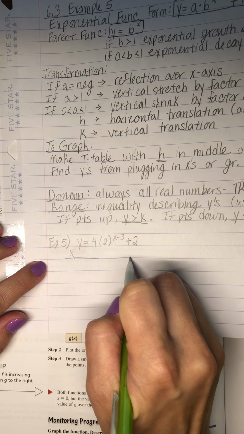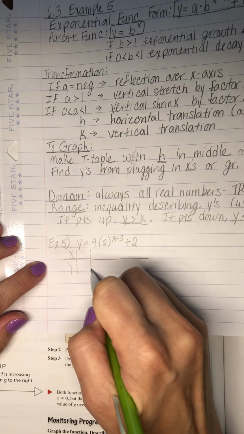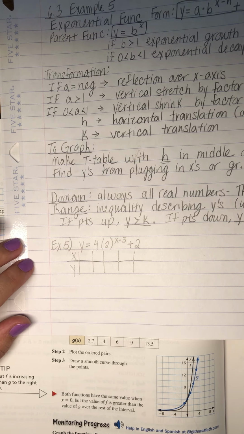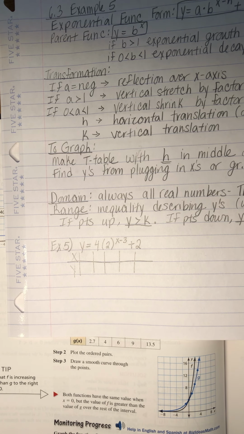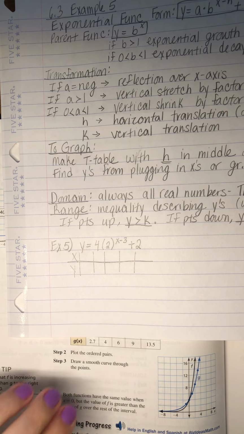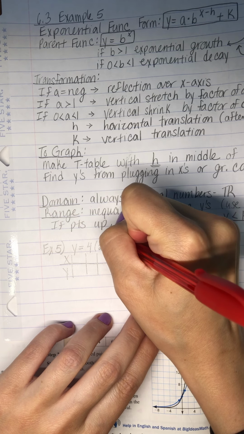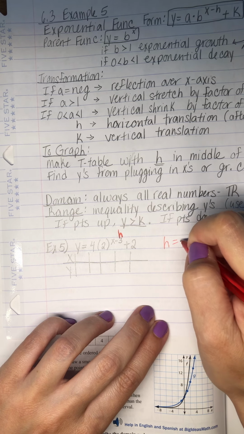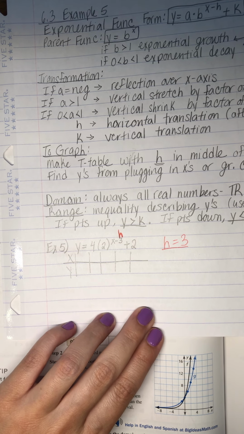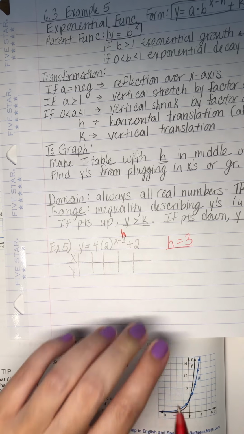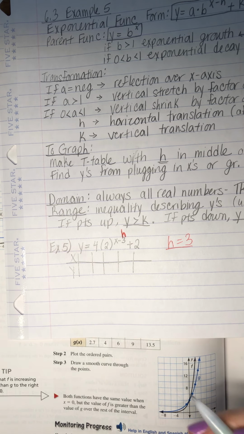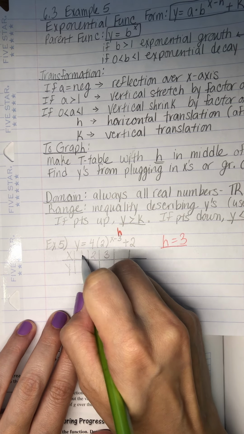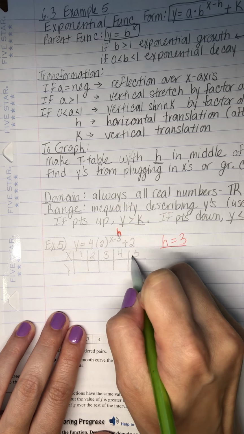So let's make our x and y's, and I'm going to have 5 spaces here just like we normally do. And remember, we said we want to put our h value in the middle of our table. So our h value is the number being subtracted from the x up here in our exponent. Our h value is positive 3. Remember, it comes after the minus sign. So I'm going to put 3 in the middle of my table. I'm going to go 2 numbers down, 2 and 1, and 2 numbers up, 4 and 5.